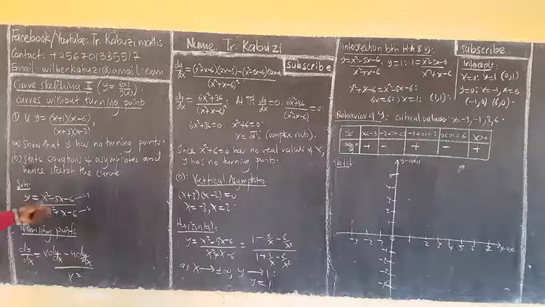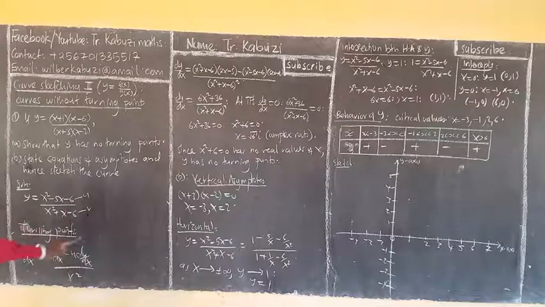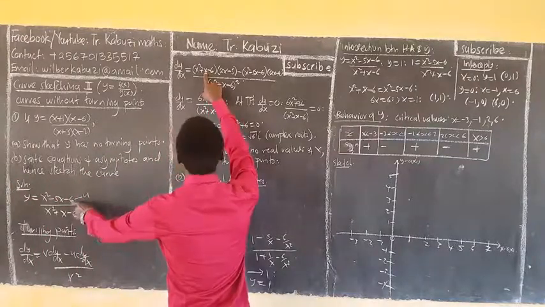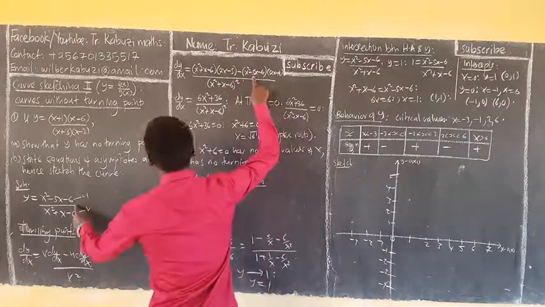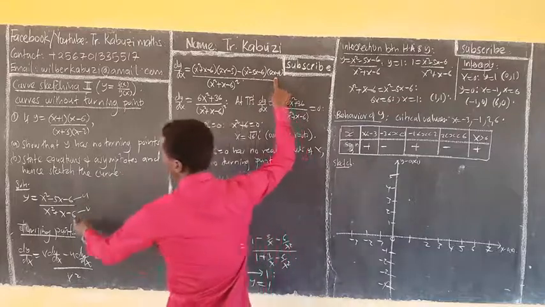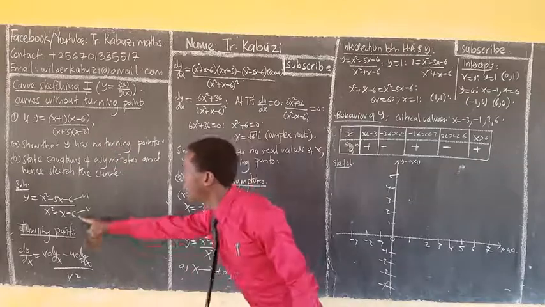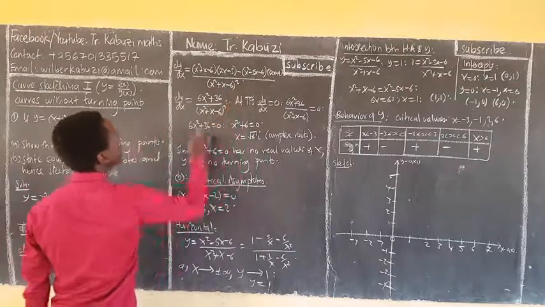If y has no turning points, to get turning points we go through the process of dy/dx. Because this is a quotient, expand this, you get this, and expand this, you get this. This is your u, this is your v. So the quotient rule: v times the derivative of u, which gives x minus 5, then u, which is x minus 5, times the derivative of v, which gives 2x plus 1, over v squared. Then to simplify everything, we expand this and this to get something like this.